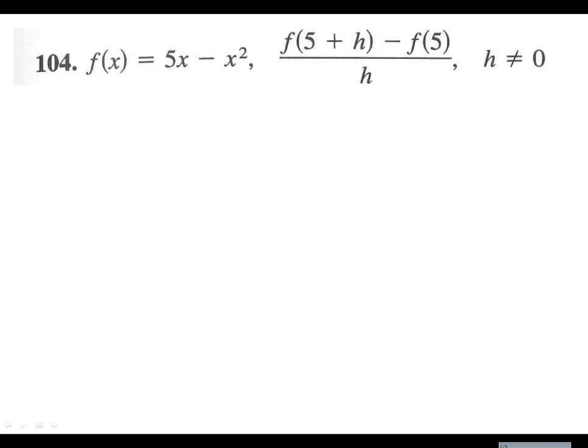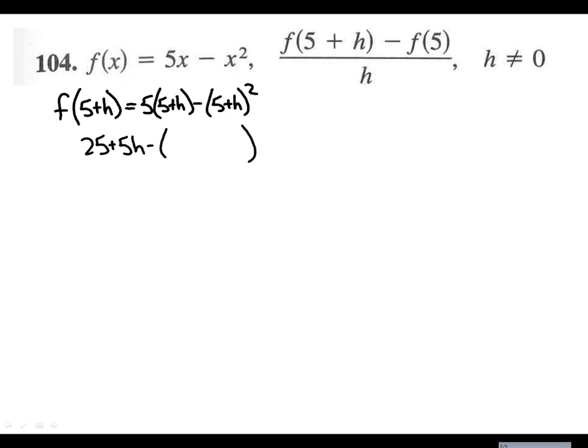I'm going to move a little faster through the next one. 104. We have f of 5 plus h equals 5 times 5 plus h minus 5 plus h squared. This turns out to be 25 plus 5h minus, I'm going to minus the entire foiling step. So this is 25 plus 10h plus h squared minus all of that. 25 minus 25 goes away. 5 minus 10h is negative 5h and negative h squared.